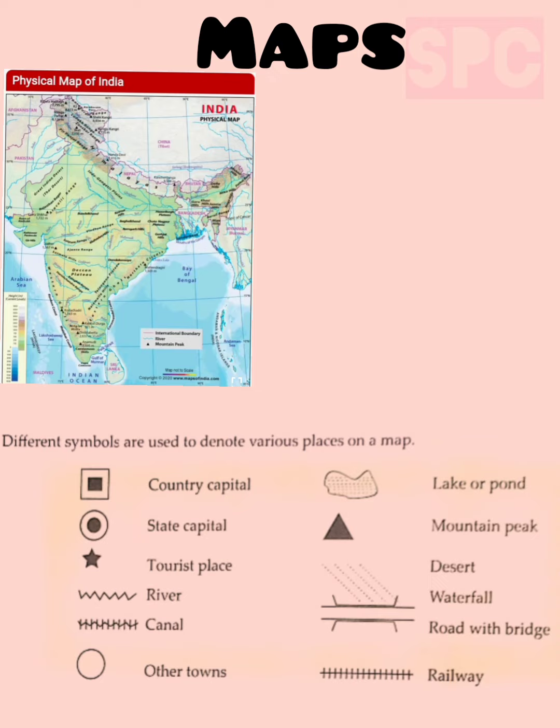Similarly, you can see these images. These are the different symbols which are usually used to indicate different places on a map. Knowing these symbols helps us to understand a map in a better way.